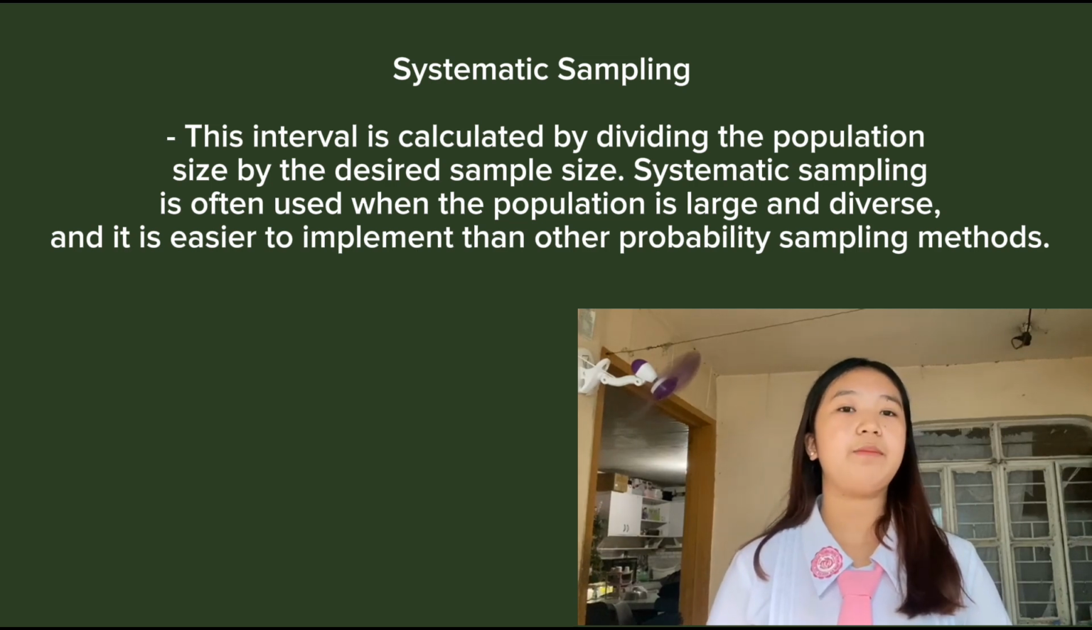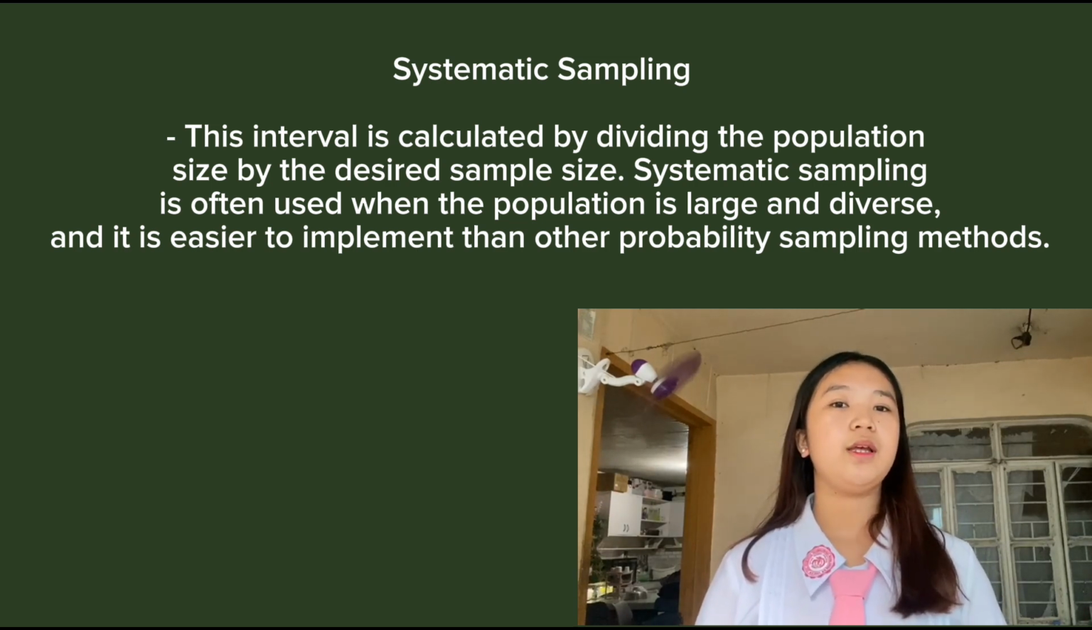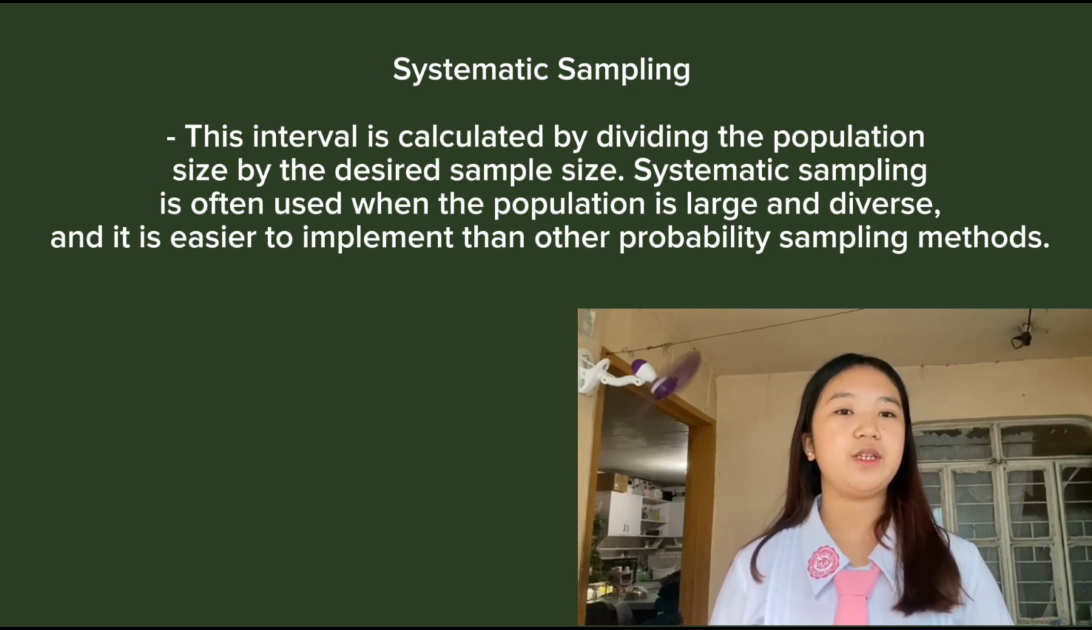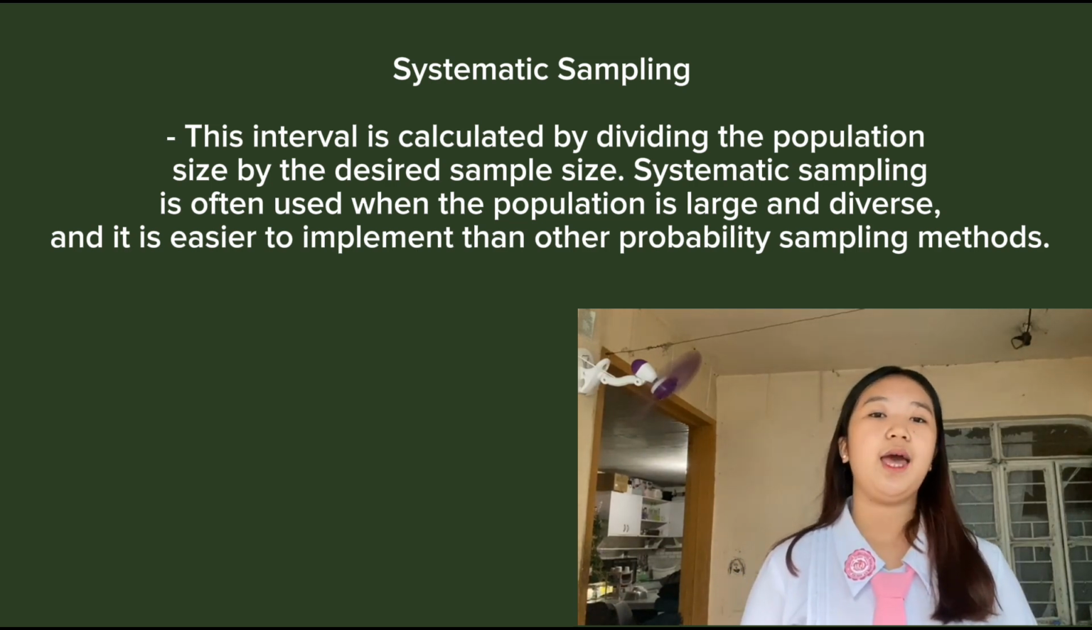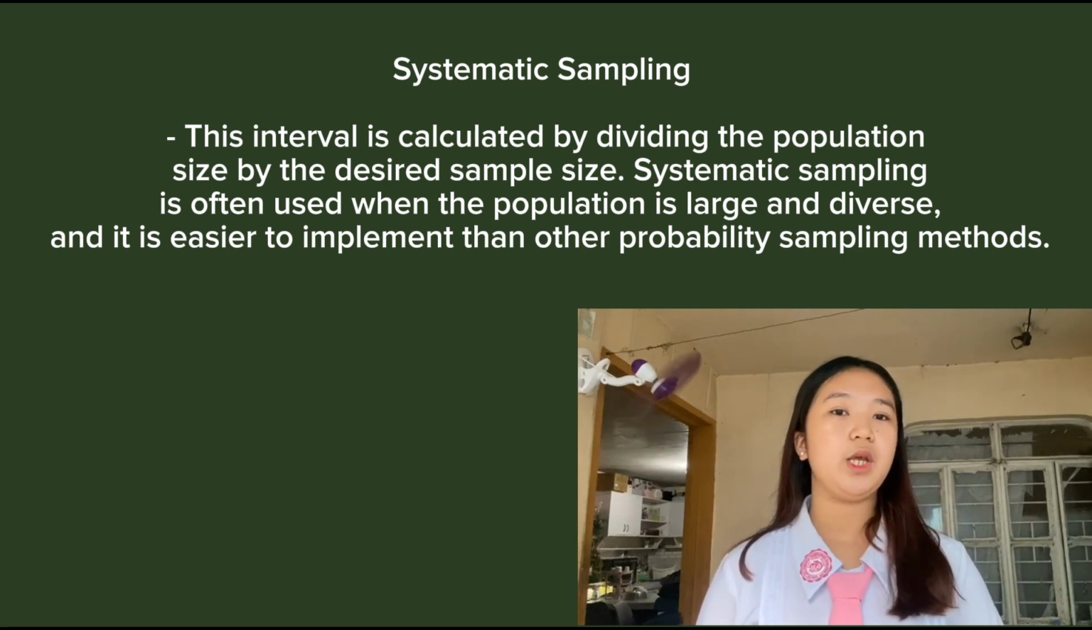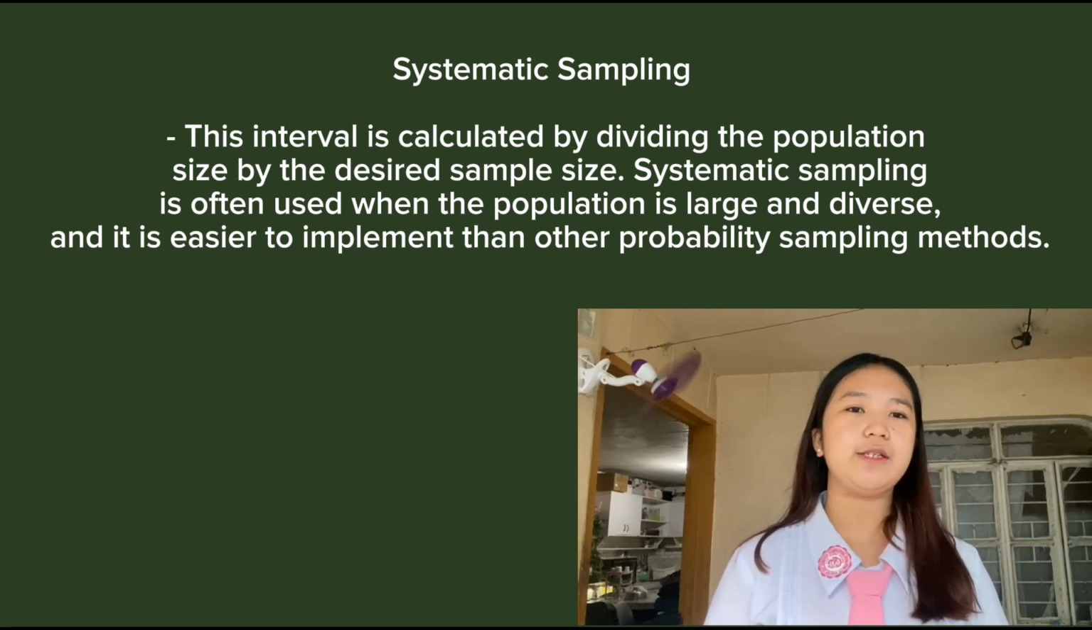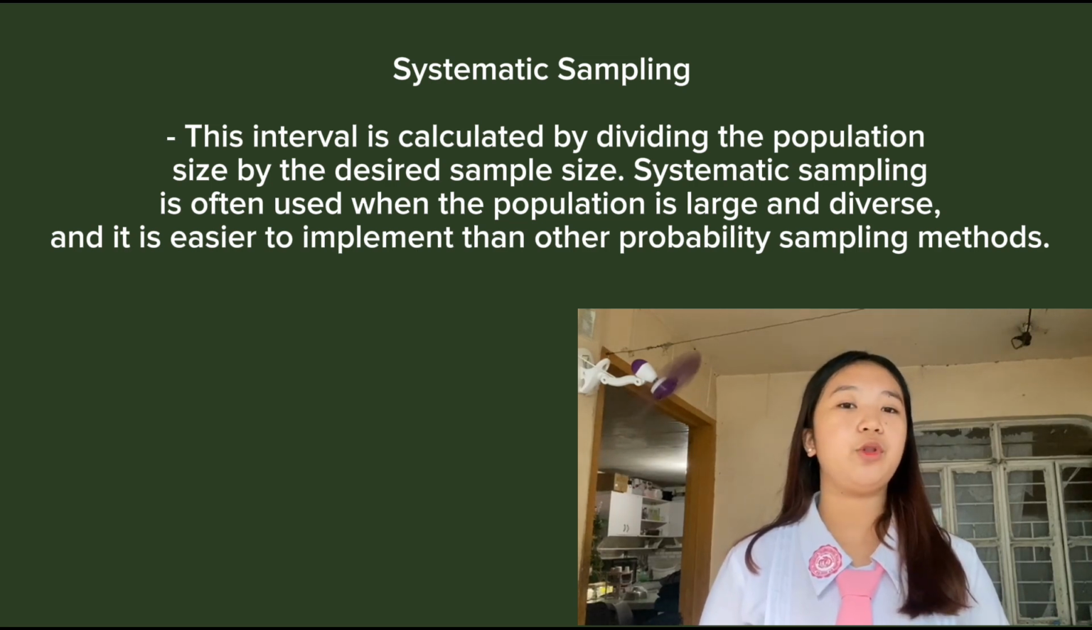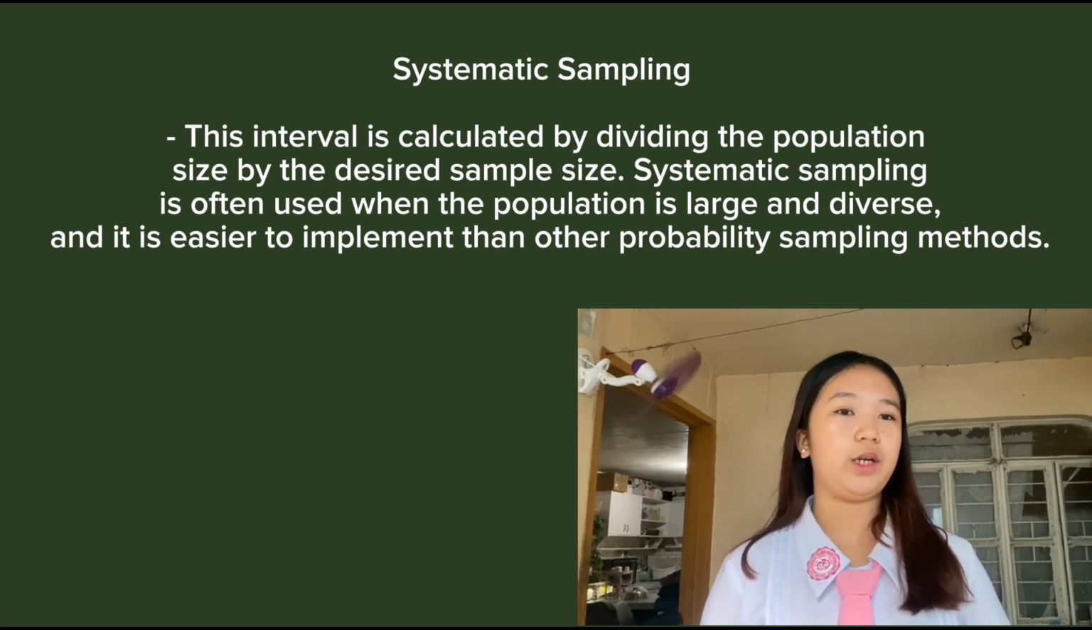And then it can be manipulated. Someone could choose a specific interval to get the result they want, which isn't good for science. And we need a complete list. We need that perfect list of everyone in the population to start with. If we don't have that, this method won't work.